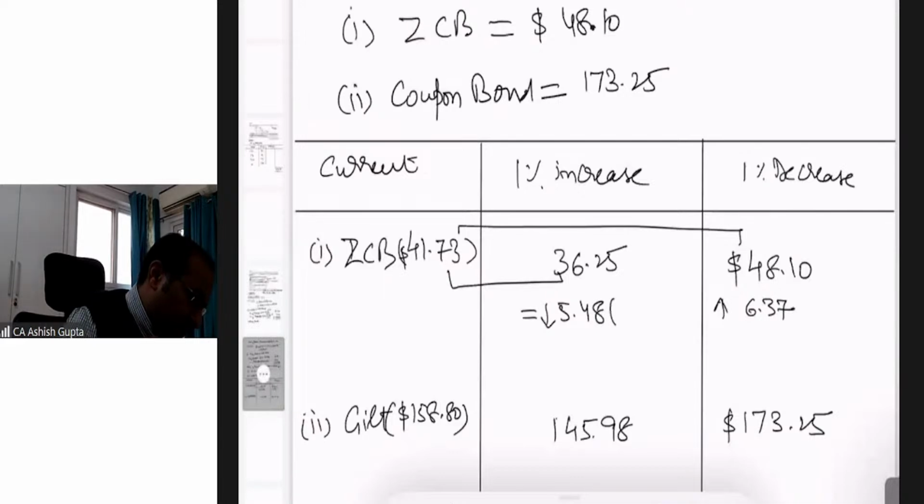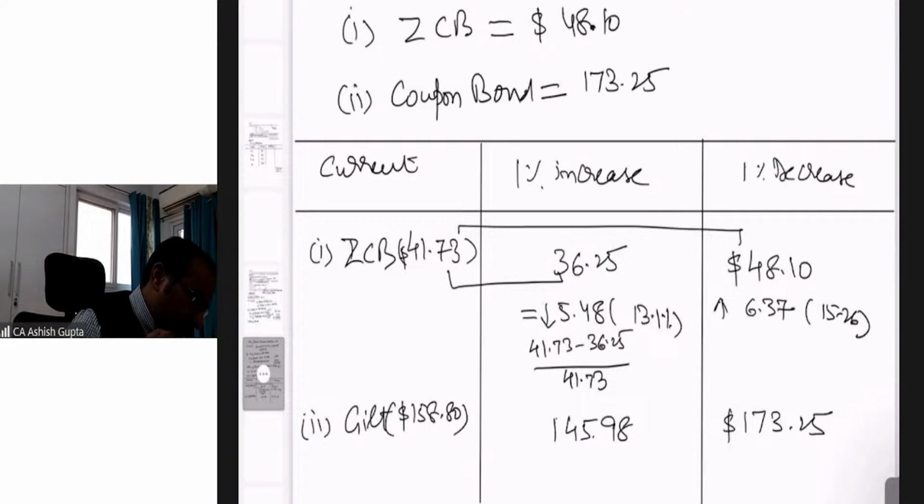How have we computed the percentage? 41.73 minus 36.25 divided by 41.73. This percentage comes to 13.1%. Similarly, this percentage will come to 15.26%. True. Now we come to the second.